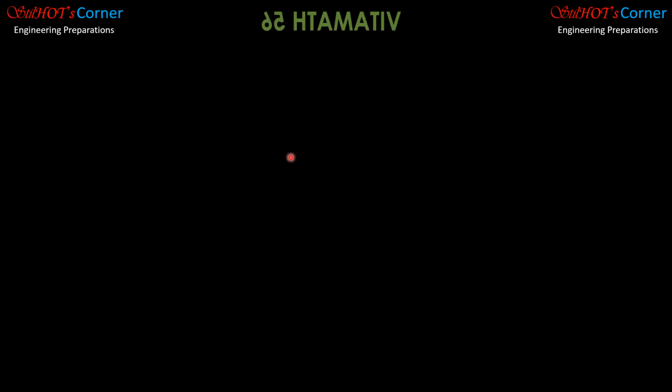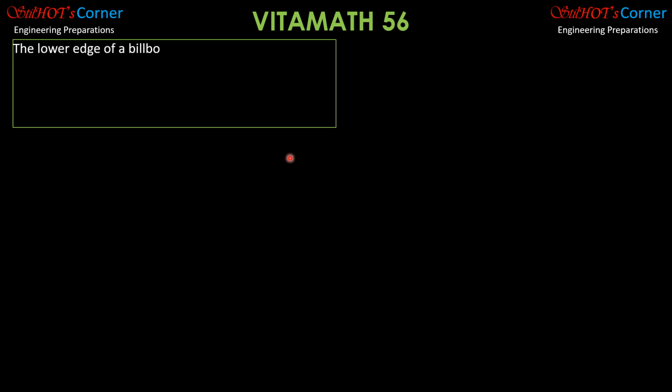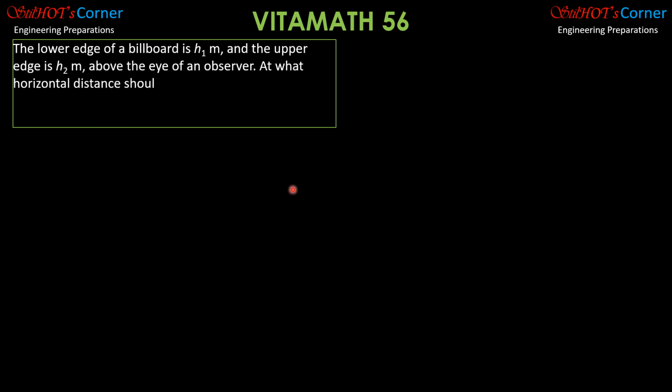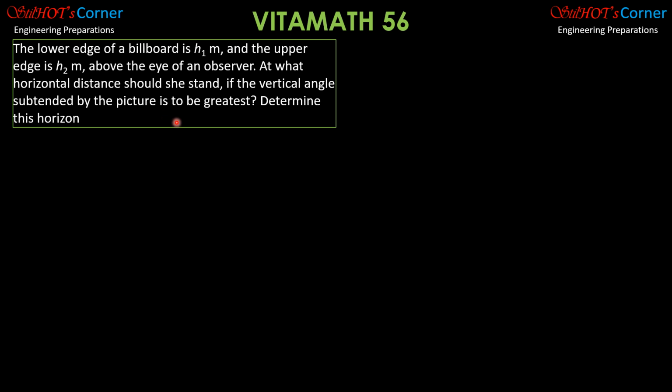So here is Vitamath 56, and this is a problem on optimization in calculus. The lower edge of a billboard is h sub 1 meters and the upper edge is h sub 2 meters above the eye of an observer. At what horizontal distance should she stand if the vertical angle subtended by the picture is to be greatest? Determine this horizontal distance if h sub 1 is 4 meters and h sub 2 is 9 meters.